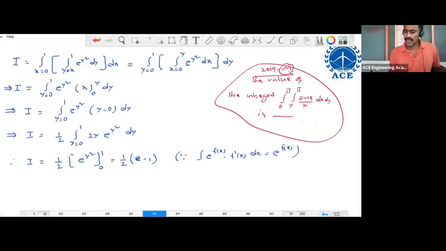So it is a 2019 GATE question, a 1 mark question. Just observe this integral. It is similar to this problem only. It is similar to this problem. Integral 0 to pi, integral y to pi.